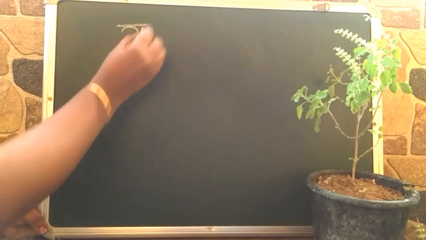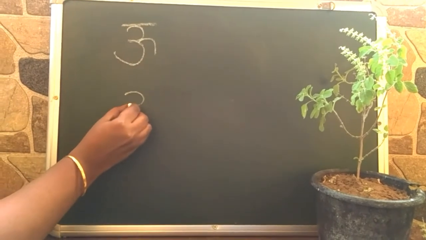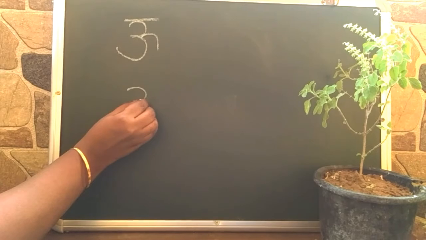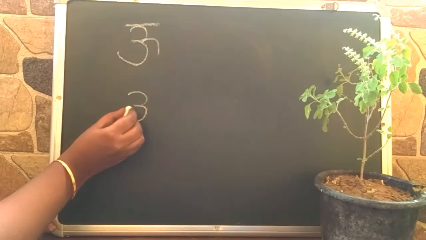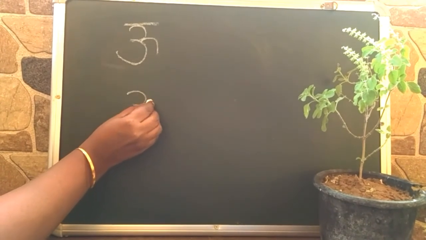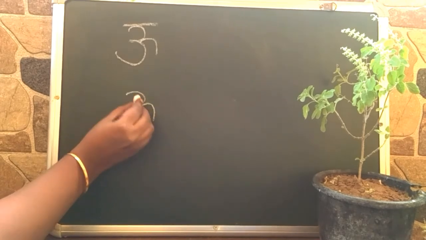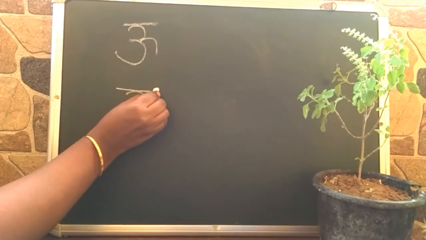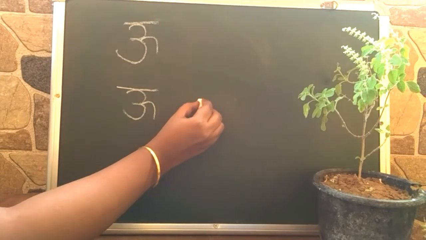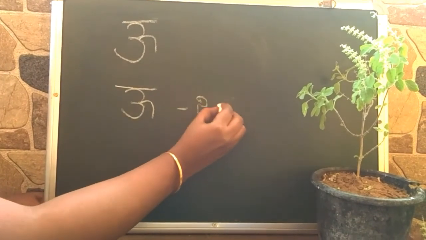The next letter is U. Now I will teach you how to write U. First we have to write number 3. Then a small curve like this. Finally, draw a sleeping line on the top. This is letter U.